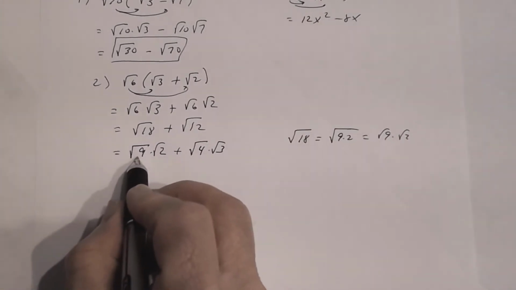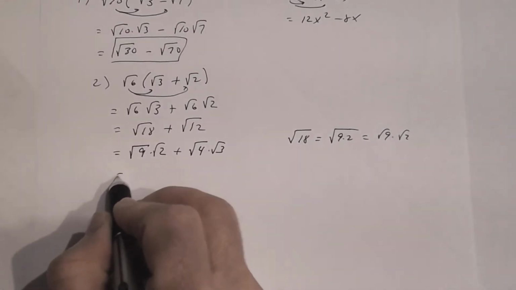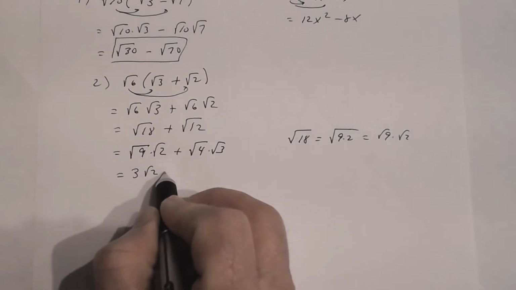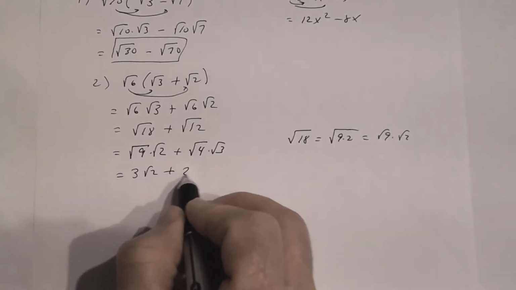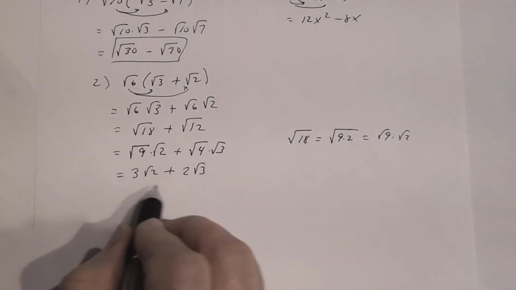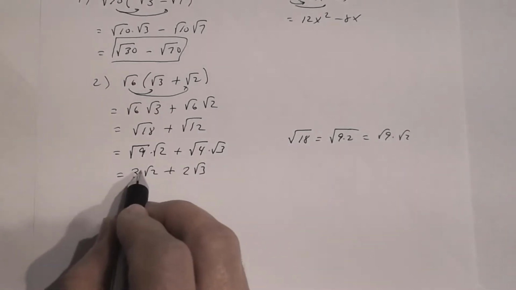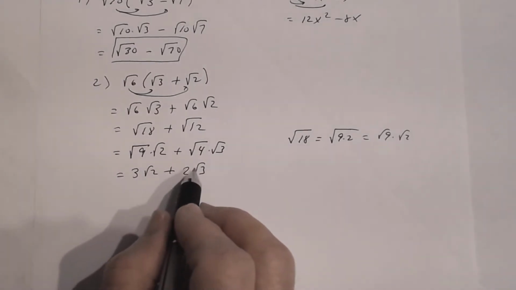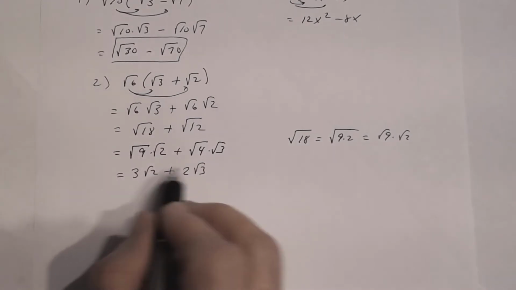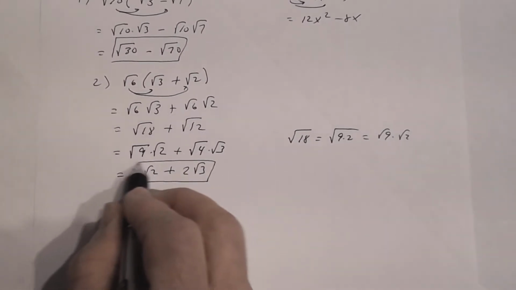All right, now let's simplify what we can. So I know that 9 is a perfect square, so I can simplify the square root of 9 as 3, so I get 3 square root of 2, plus, and then square root of 4 is 2, so you get 2 square root of 3. So I simplified, and now the question is, can I combine anything? So no, you cannot combine anything because this is square root of 2, this is square root of 3. Even though both the radicals have the same index, 2, the radicands are different. So that's your answer. See, it's not that bad.